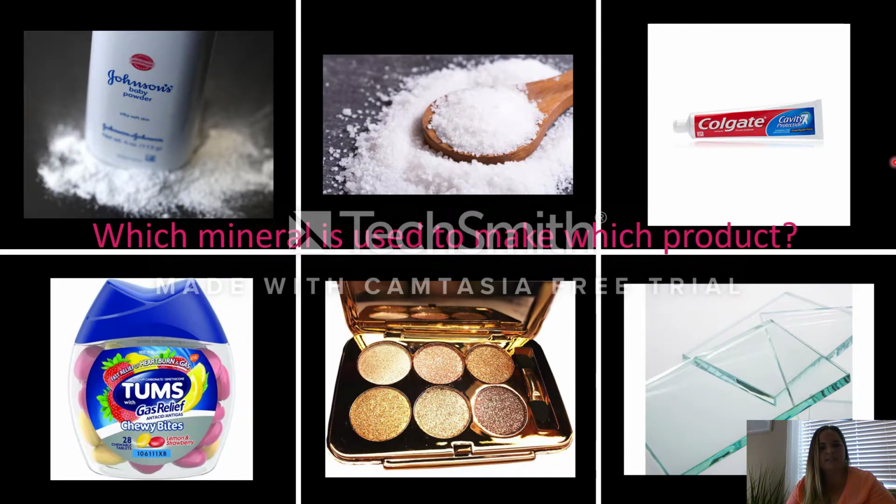So here are 6 different household items. So we have baby powder, we have salt, I think I have them labeled, we have toothpaste, we have Tums, we have some eyeshadow, and then we have glass. Okay, so try to match up the 6 minerals that I just showed you to one of these household items. Submit that to your Padlet on Canvas, and then we will talk about it in the next video. See you guys then.